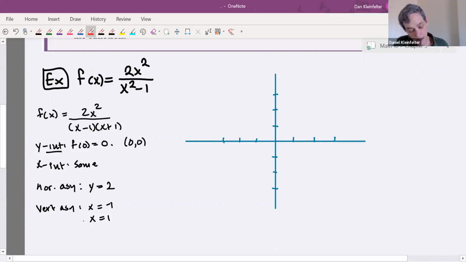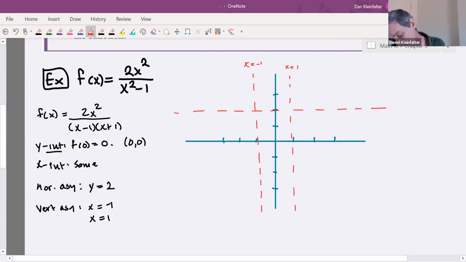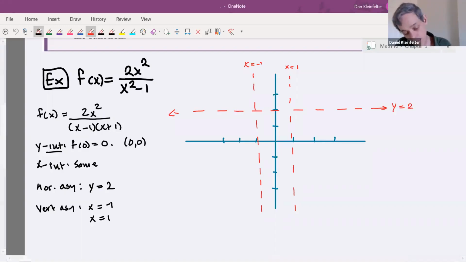So the vertical asymptotes were at -1 and 1. And then I like the equations on there. The horizontal asymptote was at 2, so the line y equals 2 will make our horizontal asymptote. And then we need to think about maybe some intercepts next.